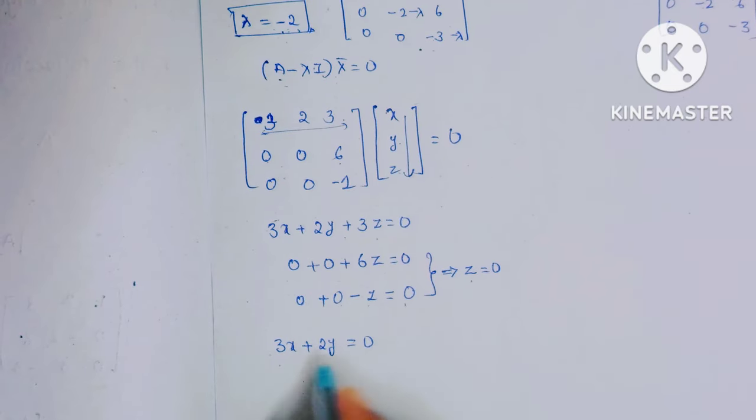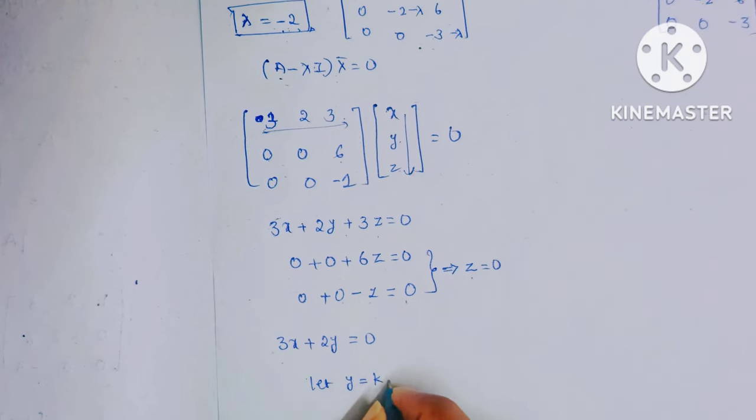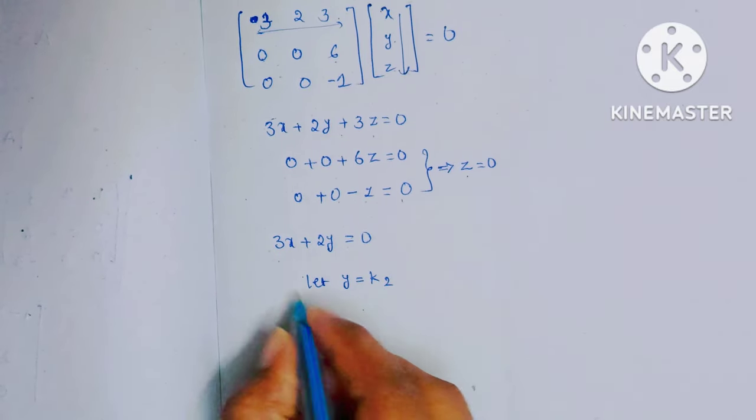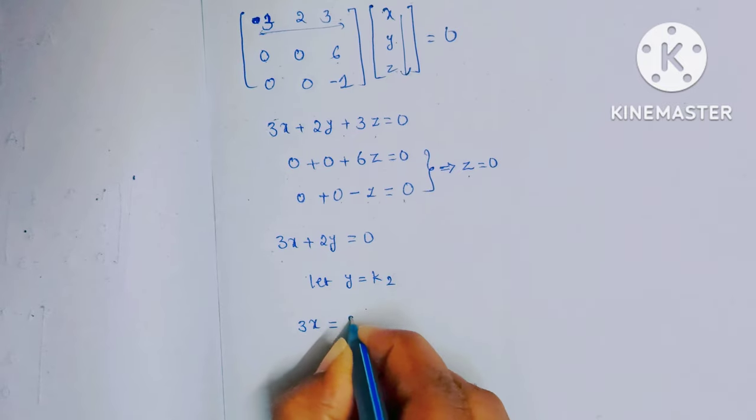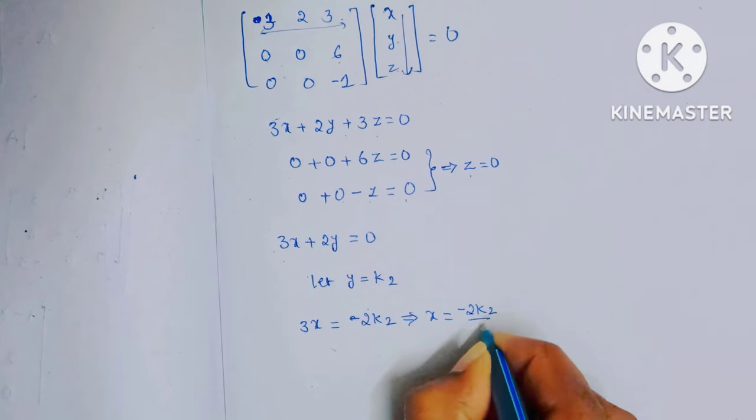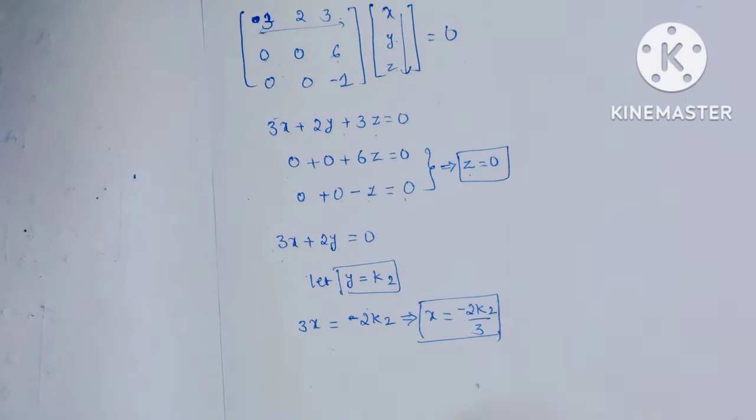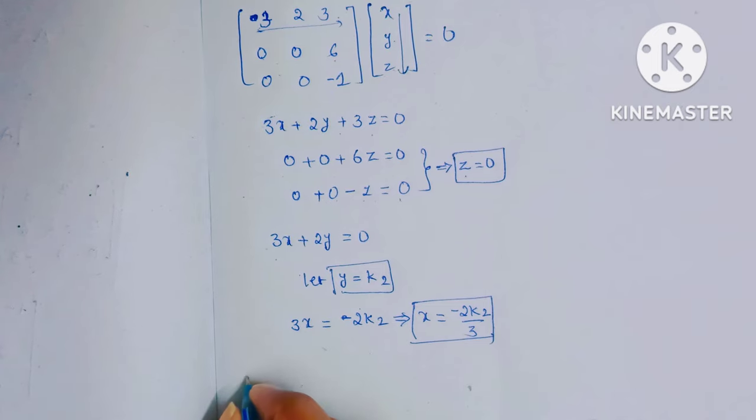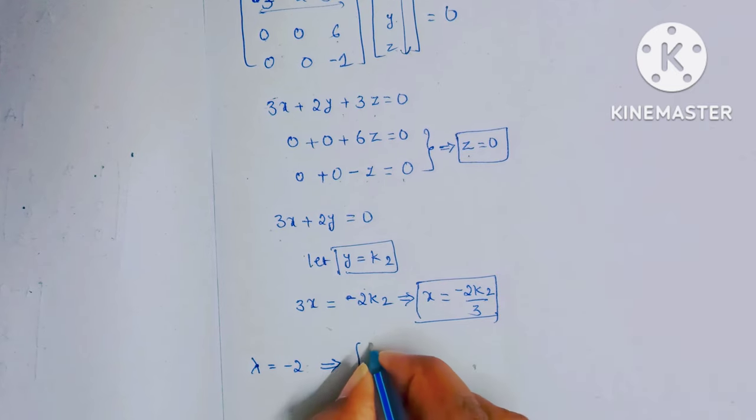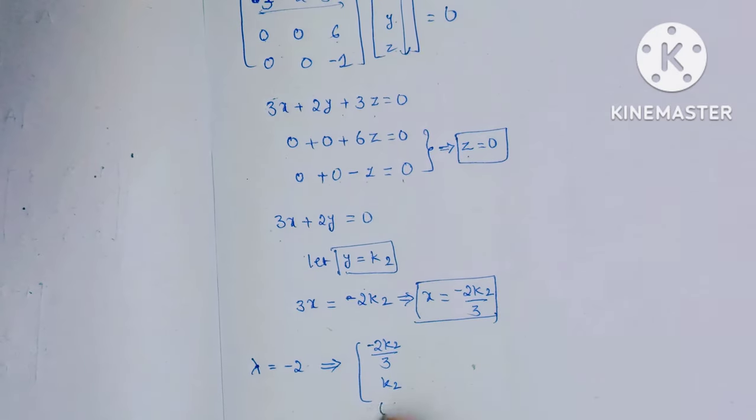We can assume x or y to be anything, so let me assume y equal to k2. By substituting y equal to k2 in this equation, we get 3x equal to minus 2k2, so x equals minus 2k2 by 3. This is the x value, this is the y value, and here we got the z value. So for lambda equal to minus 2, the eigenvector is minus 2k2 by 3, k2, and 0.